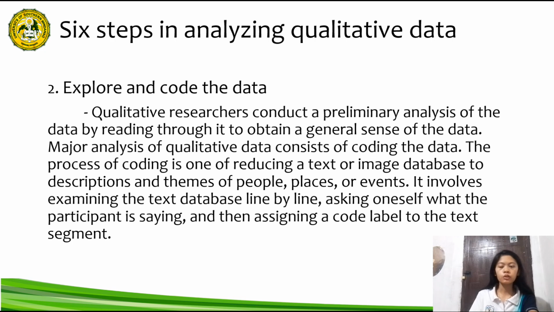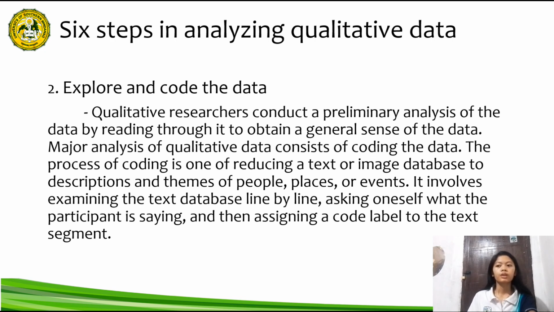For the second step, we have to explore and code the data. Qualitative researchers conduct a preliminary analysis of the data by reading through it to obtain a general sense of the data. Major analysis of qualitative data consists of coding the data. The process of coding is one of reducing a text or image database to descriptions and themes of people, places, or events. It involves examining the text database line by line, asking oneself what the participant is saying, and then assigning a code label to the text segment.